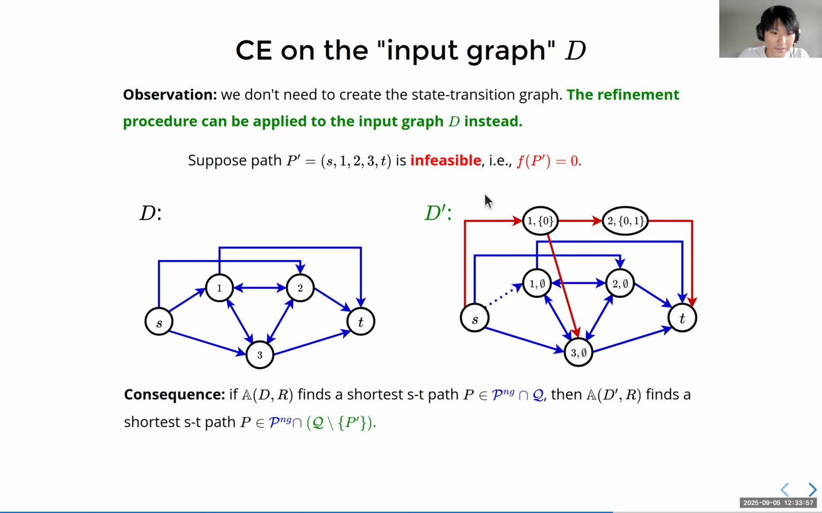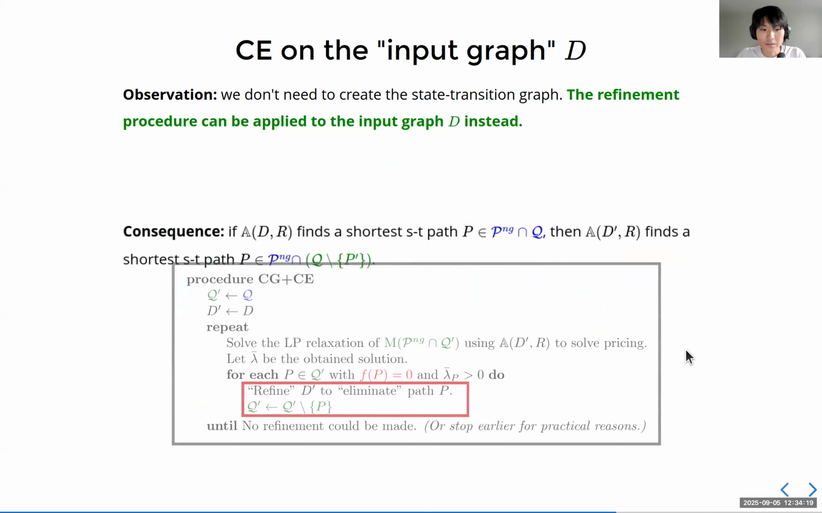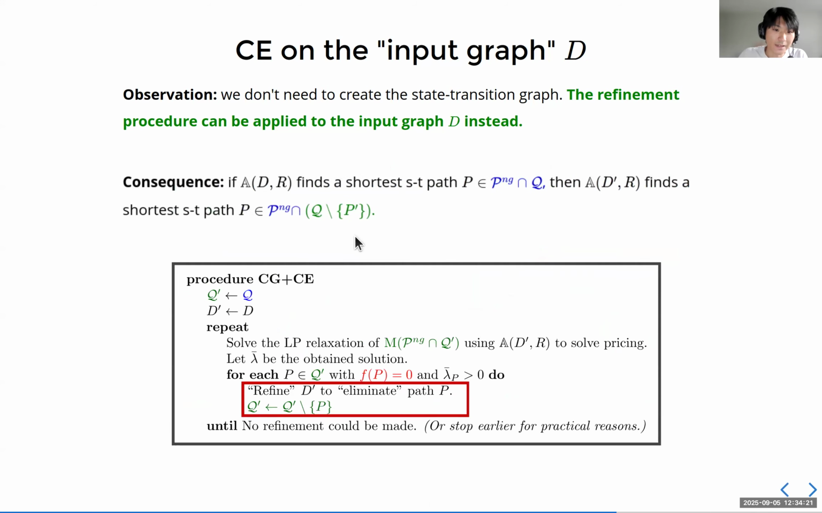A consequence of this then is that if you run your pricing algorithm A over D prime, you're effectively optimizing over this set, because A was assumed to find paths that belong to P and G. You find paths that belong to Q because this is how I define the set of resources R. And you don't find P prime because P prime is not a path in this graph anymore. Therefore, this is exactly how you perform the refinement operation that I have shown on the algorithm earlier.